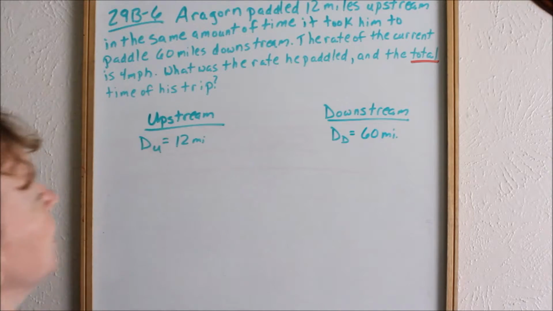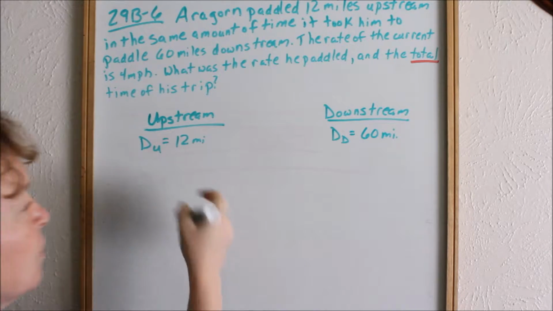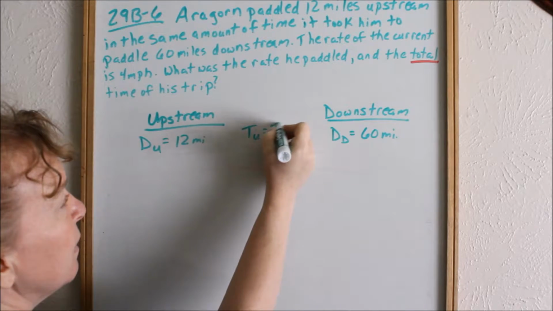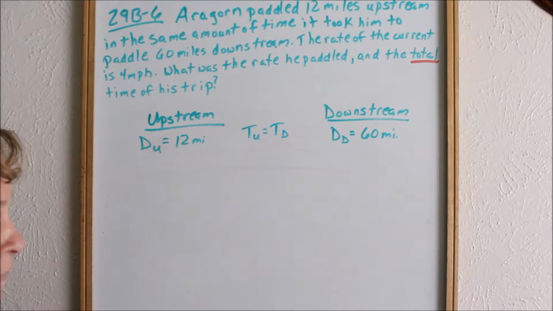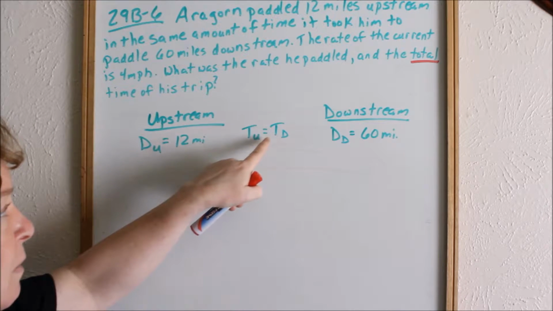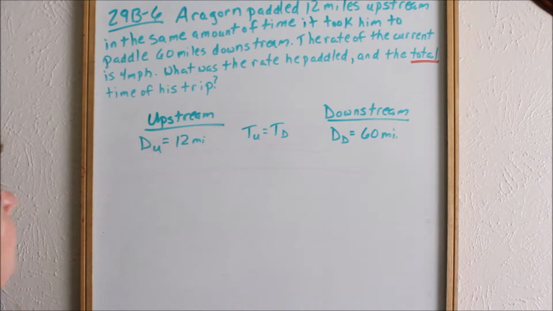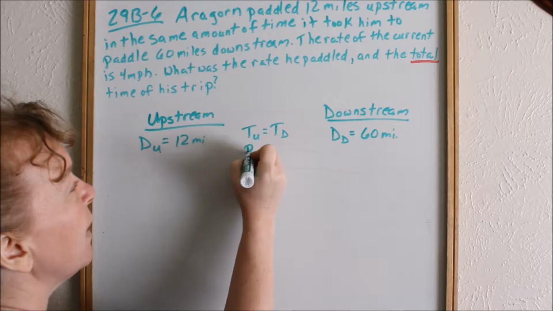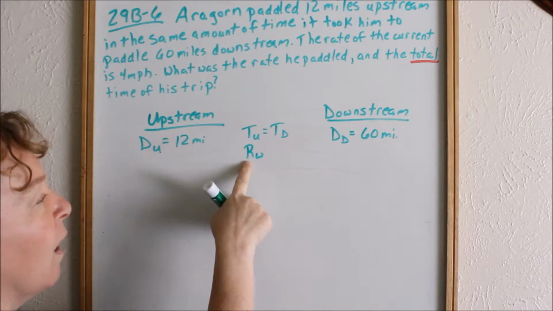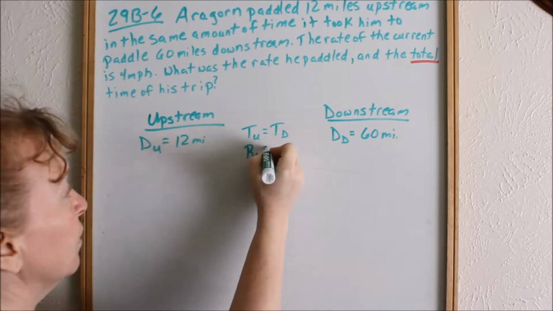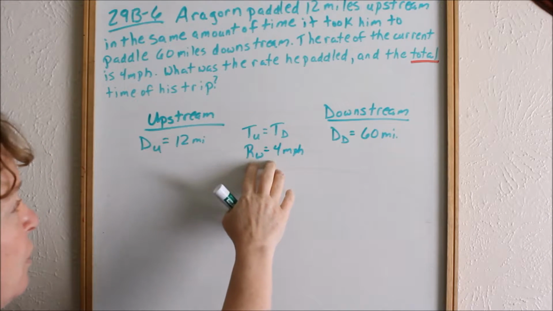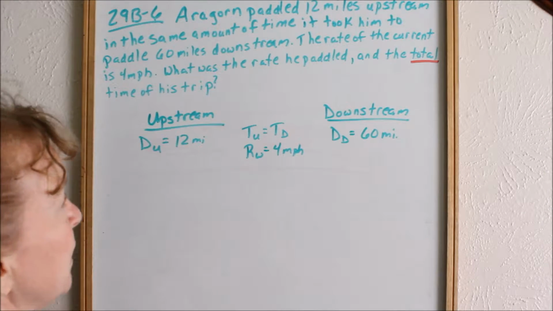That sentence just told me it took the same amount of time. So I'm just going to write somewhere here in the middle, the time of upstream is equal to the time of downstream. Then it also tells me the rate of the current is 4 miles an hour. The rate of the current is always the rate of the water, so I'll label that RW, rate of water, is 4 miles an hour. You will be able to use this information in both of your equations for upstream and downstream.